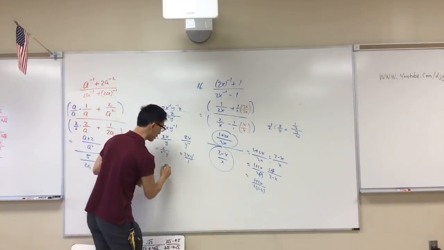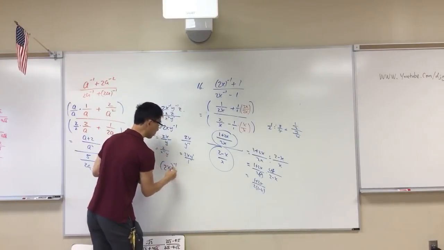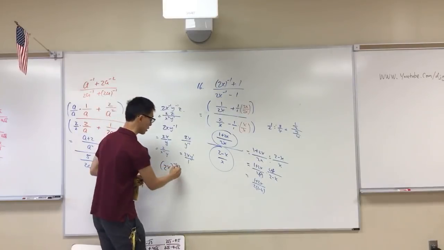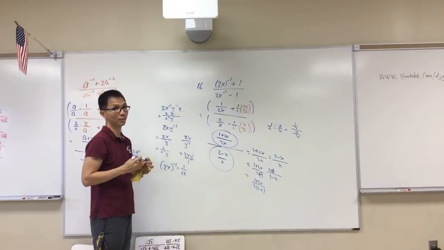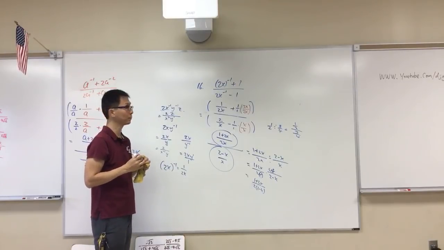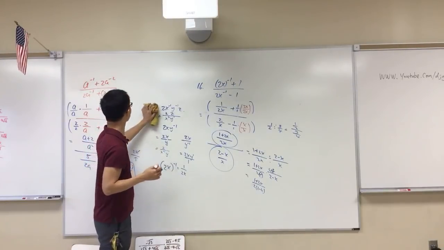And if there's a parenthesis, it's different. It'll be 2x to the negative 1 power, which means everything is going to go down. But there's still a 1 on the top. It's invisible, but it's there. Hopefully that answers your question. Yes?